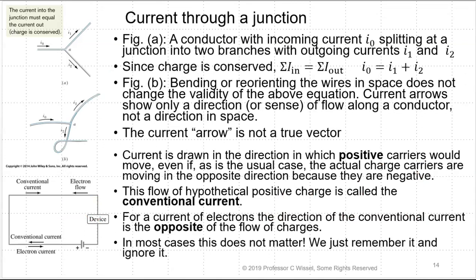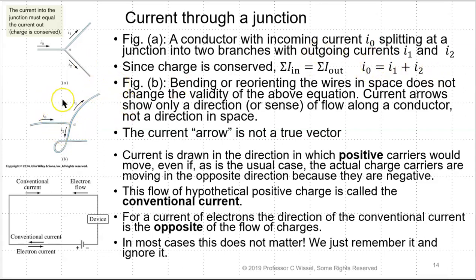We're going to talk about current through a junction. A junction is a point where more than 2 wires meet. So in figure A, a conductor with an incoming current I0 is splitting in a junction with 2 branches with outgoing currents I1 plus I2. Charge is conserved, so summation I in equals summation I out. What I like to say, in equals out. So in this case, I0 equals I1 plus I2.